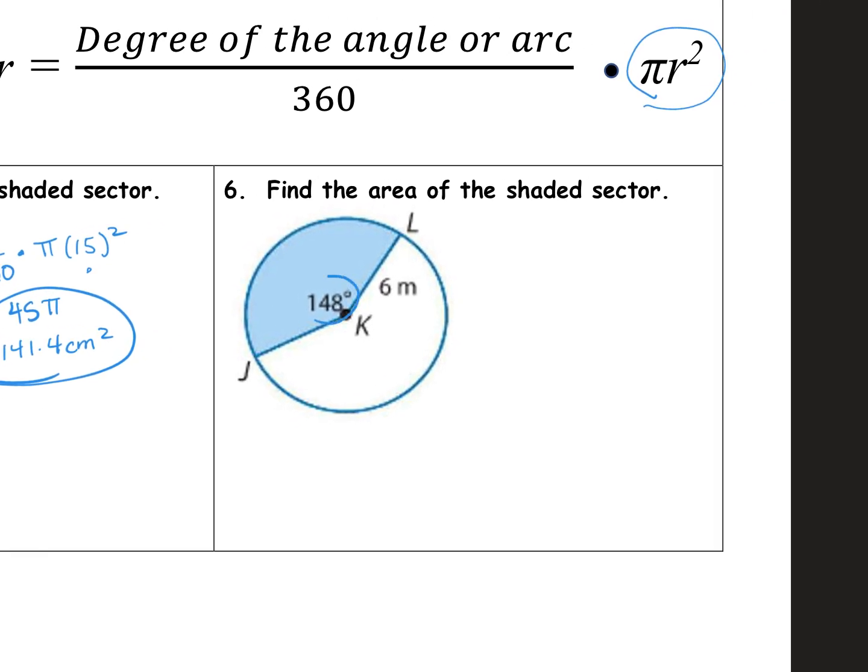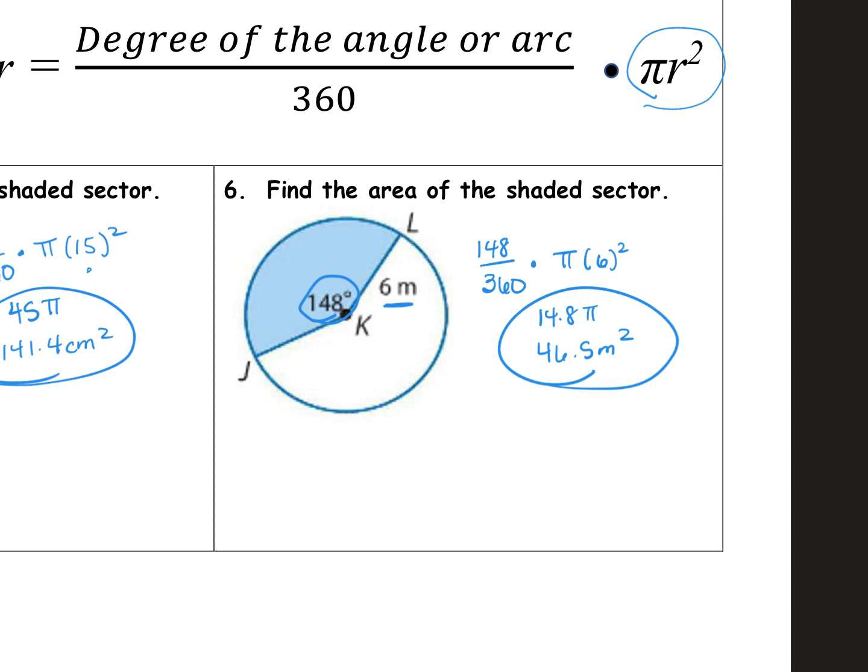Looking at the last one, you're going to take the degrees, which is 148 divided by 360 times pi times your radius squared. So in this case, 6 squared. So 148 divided by 360, enter. Do not type in the pi yet. You're going to go times 6 times 6. So my calculator says ANS times 6 times 6. And I get 14.8 pi. Then we're going to do times the second button and the pi button. And we're going to get 46.5 meters squared. So that's going to be the area of that shaded part.